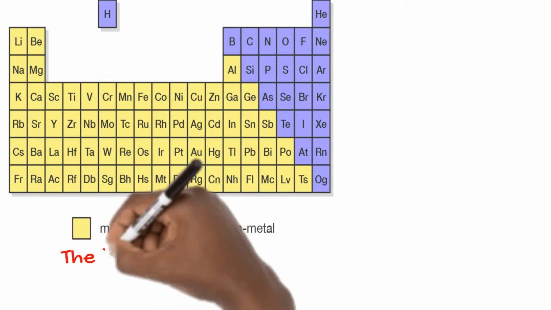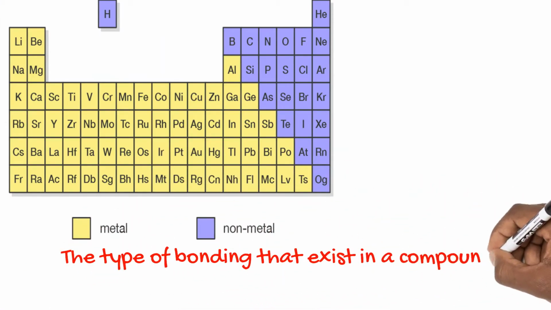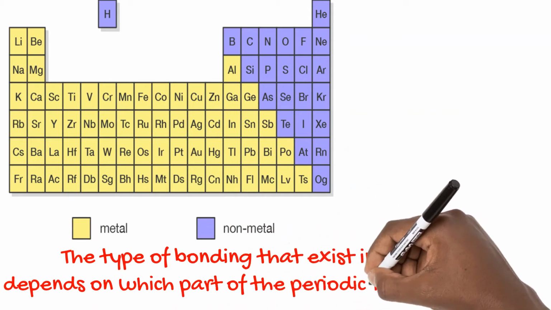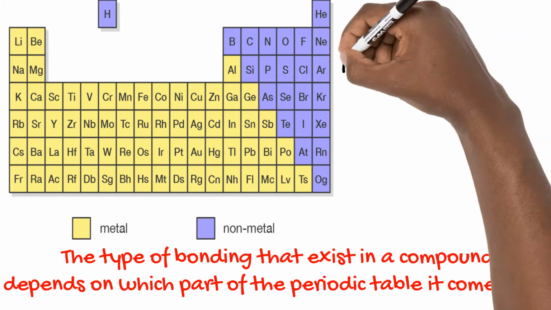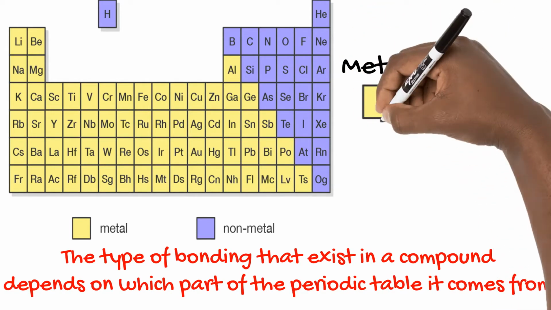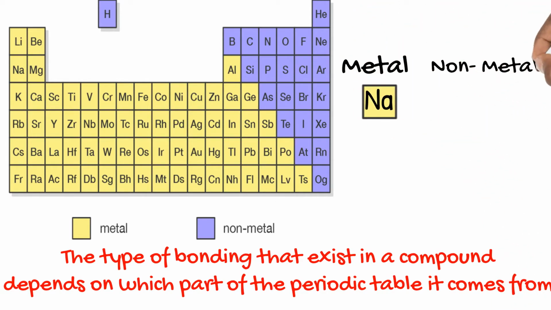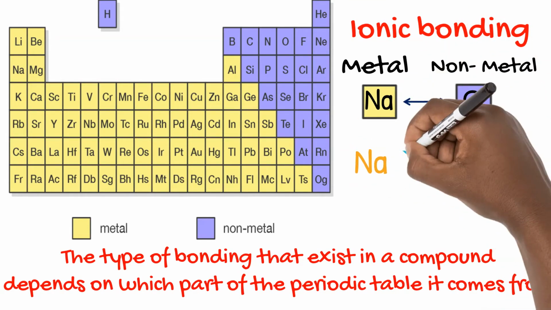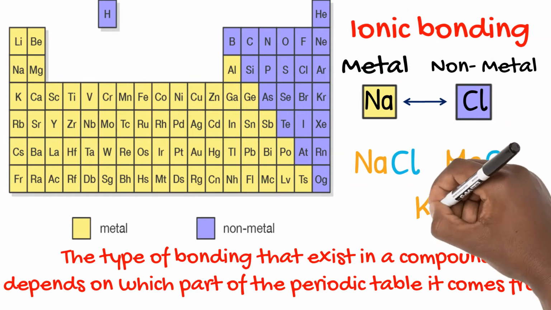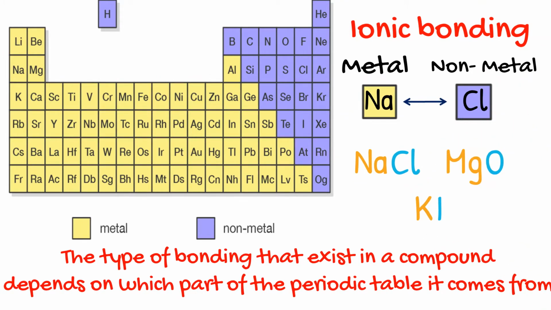So remember this statement from before that the type of bonding that exists in a compound depends on which part of the periodic table it comes from. Well, this is what I mean by that. For a compound that has a metal, like say sodium, and a non-metal involved within it, then the glue or the bond that holds the two atoms together is called ionic bonding. So where there are metals and non-metals in a compound, like in this example, the type of bonding involved is ionic bonding, and the compounds are called ionic compounds.